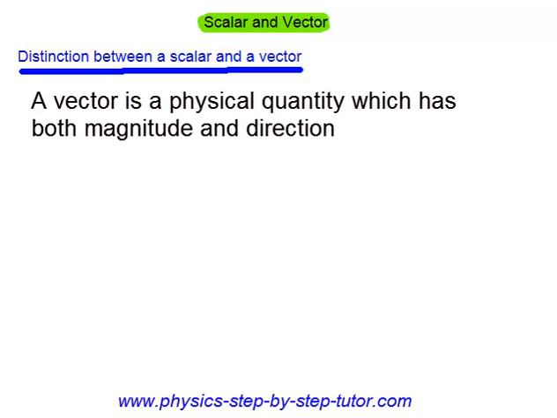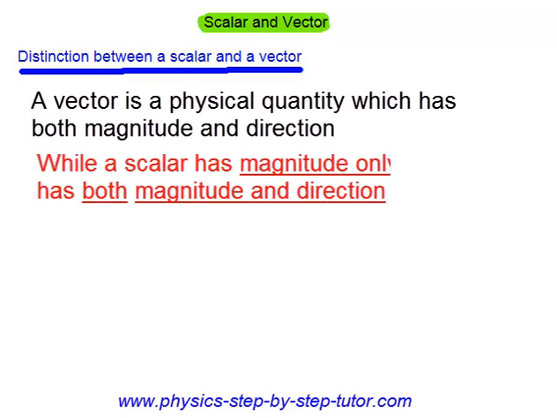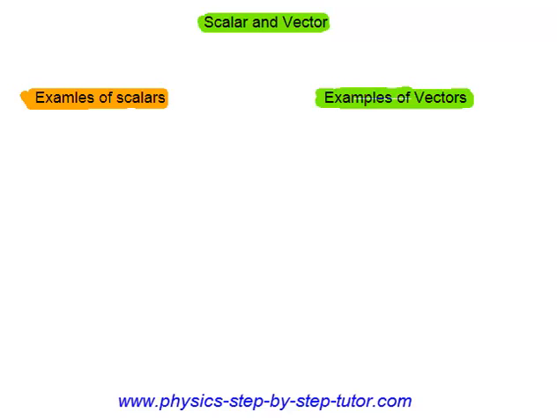Now, we want to state here that if you're asked to distinguish between a scalar and a vector, just state the definitions. You will say something like this: while a scalar has magnitude only, a vector has both magnitude and direction, and that answer will be complete. Now let us look at examples of scalars and vectors.